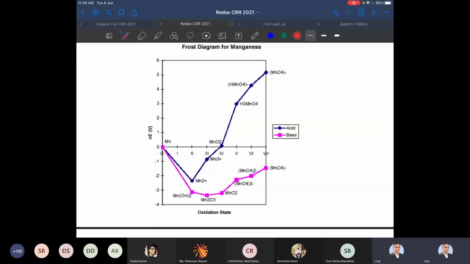Now look here. The blue one is acidic. This is your acidic, and this is your basic. Now let me ask a question. Couple of you unmute your microphone and read the Frost diagram. First, let us look at the acidic. What are the properties? So far, I have explained all the characteristic features of a Frost diagram. Now you unmute and tell me one by one what properties you can read from this diagram in the acidic solution.